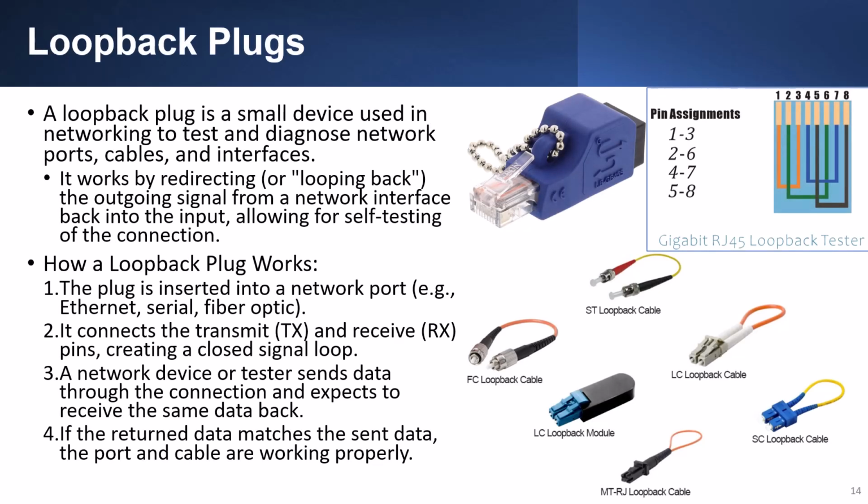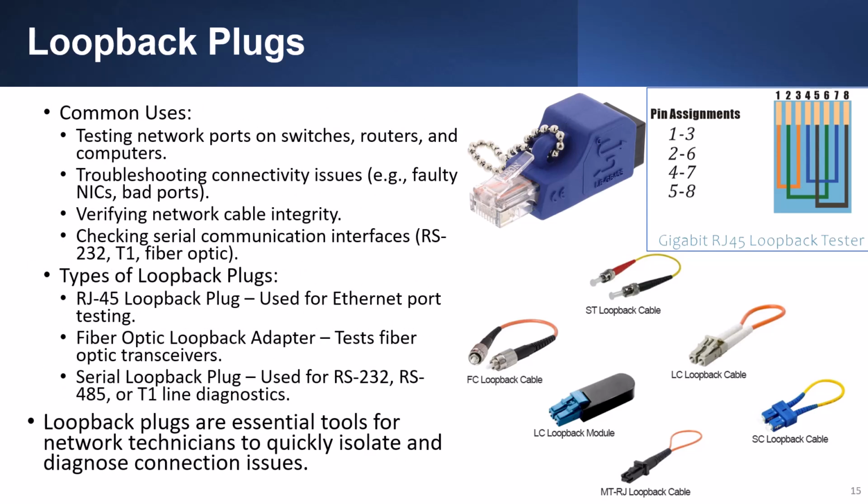A loopback plug is a small device used in networking to test and diagnose network ports, cables, and interfaces. It works by redirecting or looping back the outgoing signal from a network interface back into the input, allowing for self-testing of the connection. The plug is inserted into the network port, such as Ethernet, serial, or fiber optic. It connects the transmit (TX) and receive (RX) pins, creating a closed signal loop. A network device or tester sends data through the connection and expects to receive the same data back. If the return data matches the sent data, the port and cable are working properly.